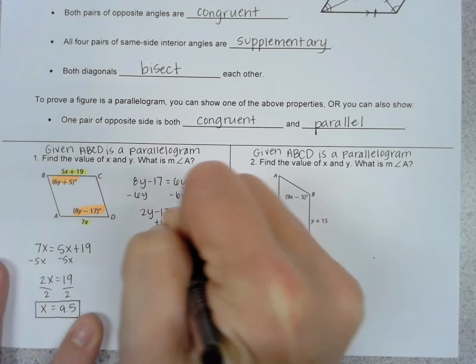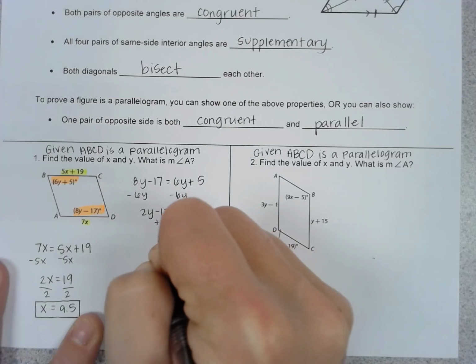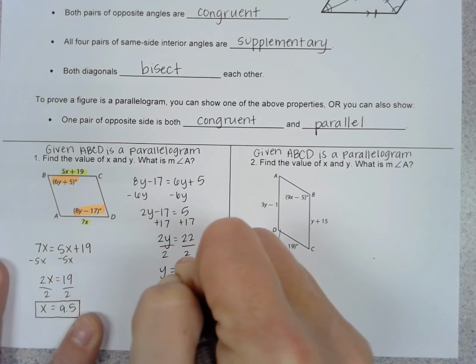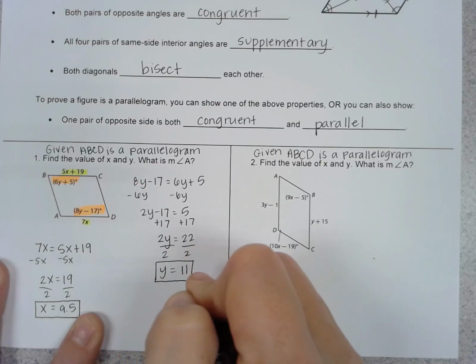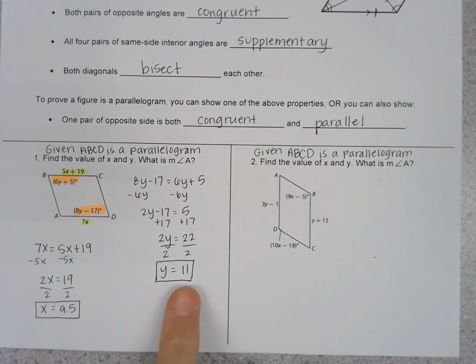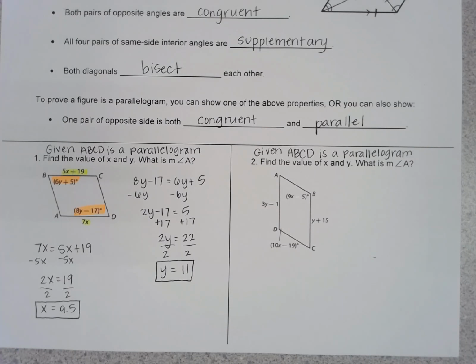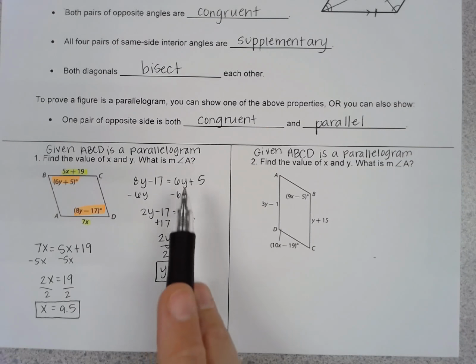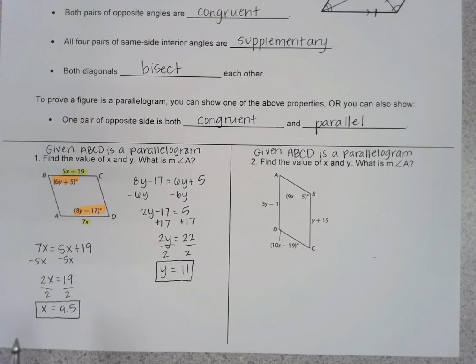You're not always going to be setting them equal to each other, but in this example, to find the two things that we needed to find, I did set them equal to each other to solve. So I do that and I solve and I get y equals 11. So I found x and I found y, which was the first thing that they wanted me to do, but then it also says right here, what is the measure of angle A? And so to find the measure of angle A, it's a little bit tricky because you have to think about what you're trying to find.